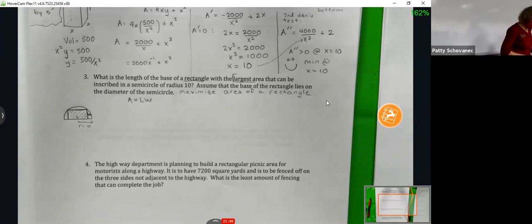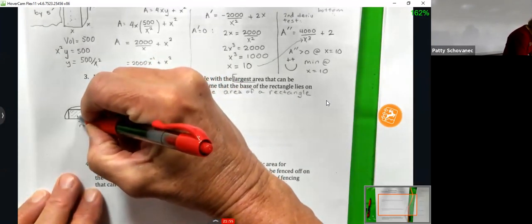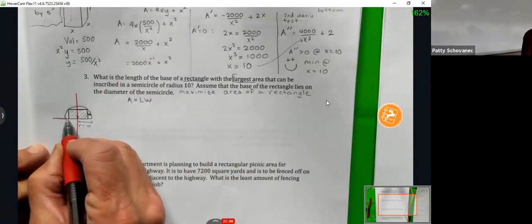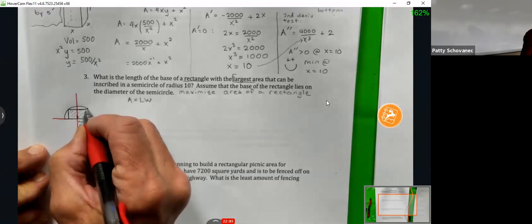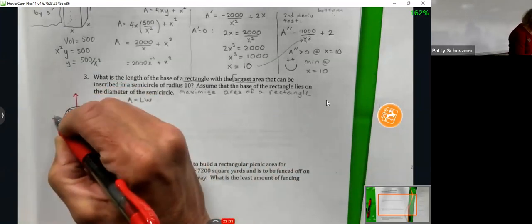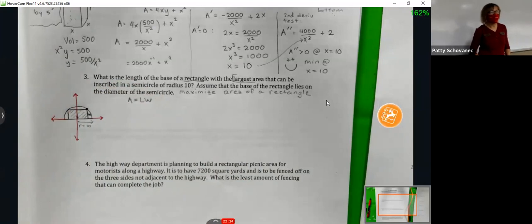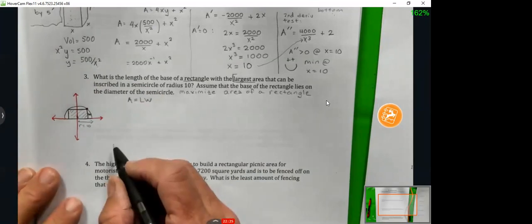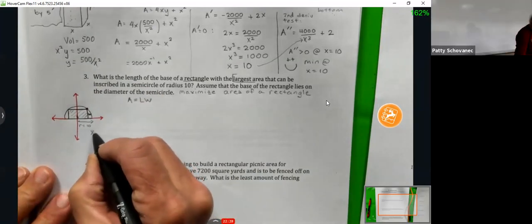Well, I like using coordinates. I'm going to put this on a grid. I'm going to put the origin right here. So there's the y-axis. There's the x-axis. And here's a point on the circle of radius 10. What's the equation of a circle centered at the origin of radius 10? Y squared plus x squared equals 100. X squared plus y squared is equal to 10 squared.